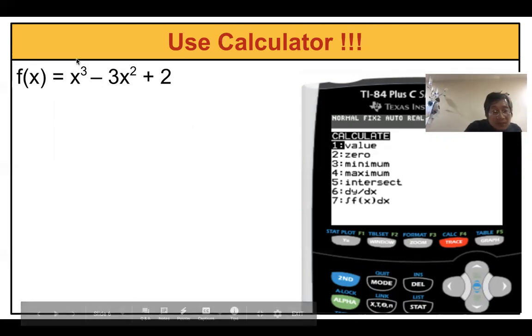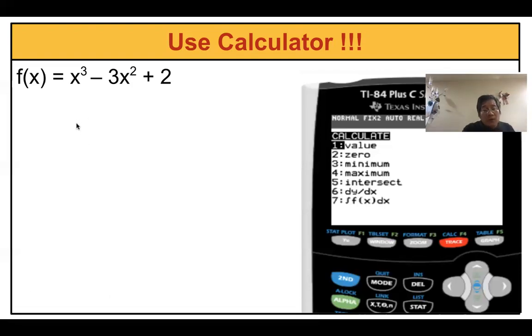But if it is an even degree, both sides go in the same direction, either up or down. But odd degree goes in the opposite direction. Get it? You need to remember the shape, because the calculator sometimes doesn't show everything, right?